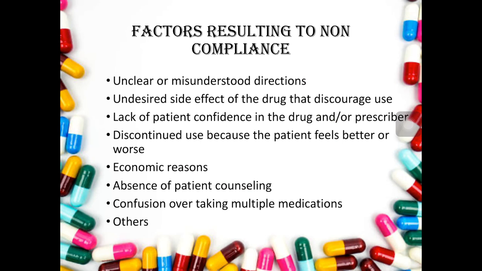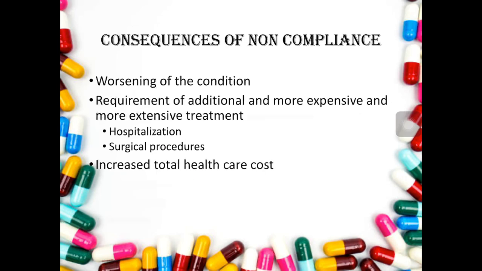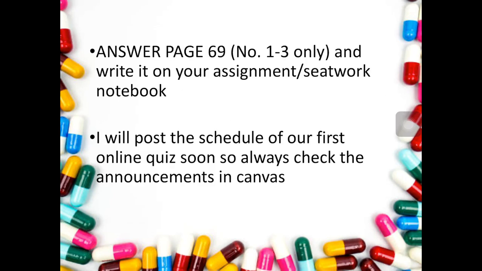For adults, specifically geriatrics, the first thing that we could do for this one is to give pill tabs, okay? Or pill containers for our adults, with labels of their medication with the day and time that they will be taking. Or they should be guided by a younger person or a caregiver or a nurse for their medication, and a lot more. So what will be the consequences? Of course, worsening of the condition, requirement of additional and more expensive or more extensive treatment, and increased total healthcare cost. So now, answer the portion in your book.